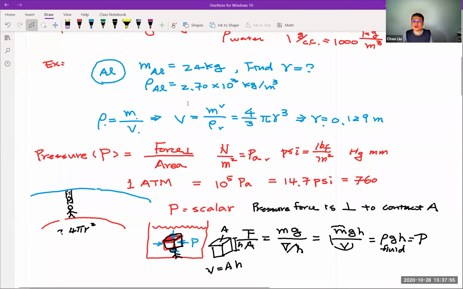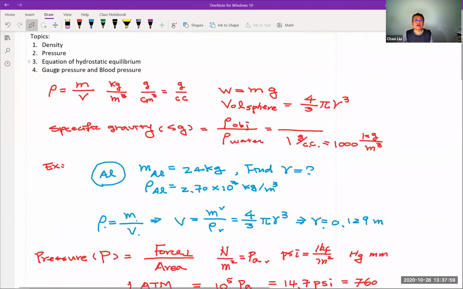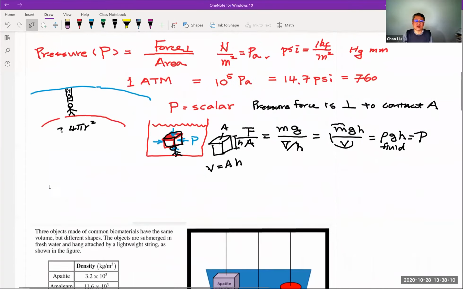Okay, any question about this? Let me see what's the next topic. Okay. So now we are ready to look at one of the important equations that you will do calculations with, the equation of hydrostatic equilibrium. Okay, let's look at that one.